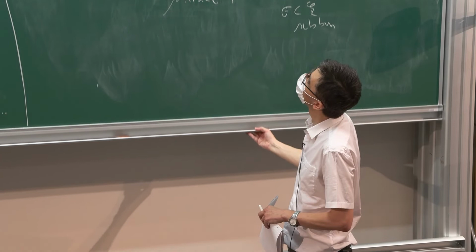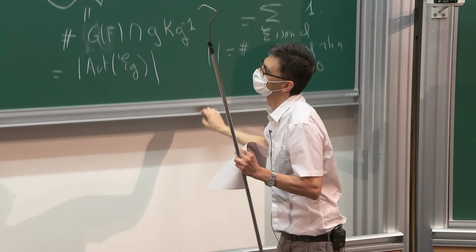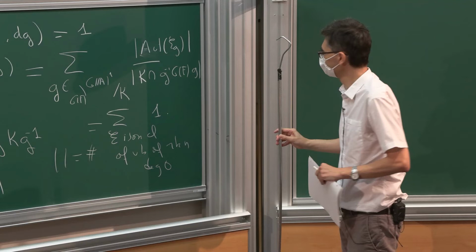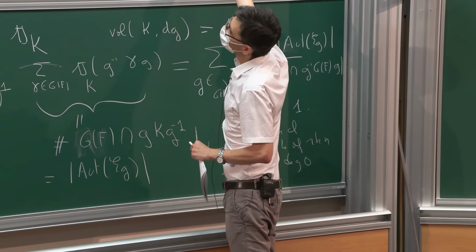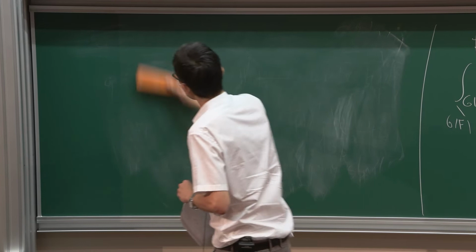Ça c'est le plus compliqué à attraper. Celui-ci il est pas facile. Peut-être this hook is better, perhaps. Yeah, I do not have that.